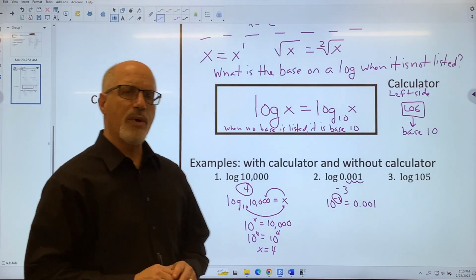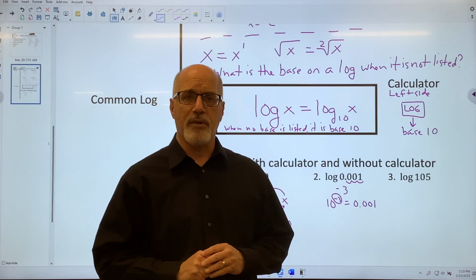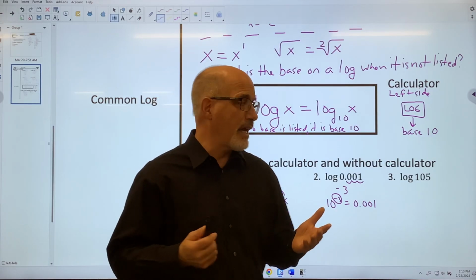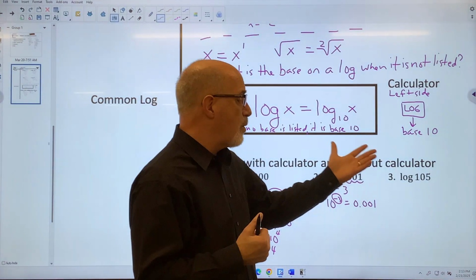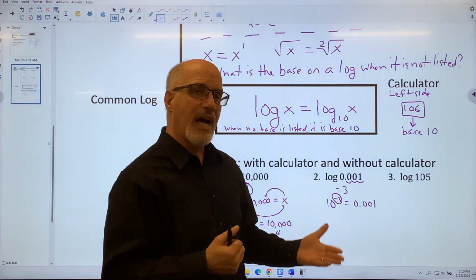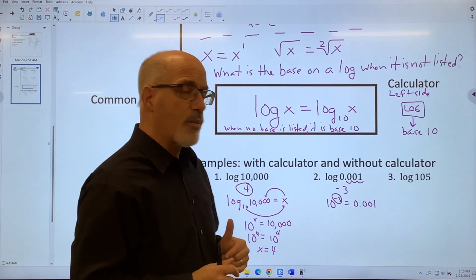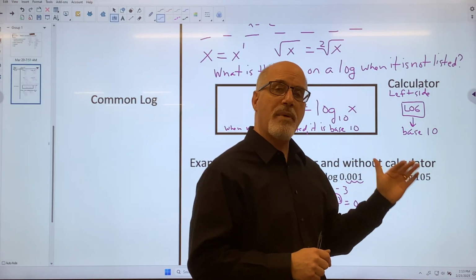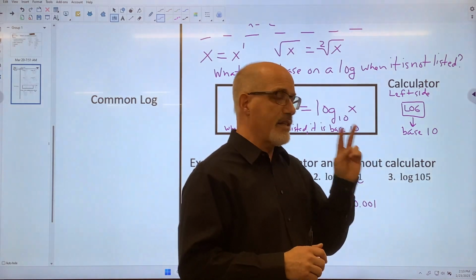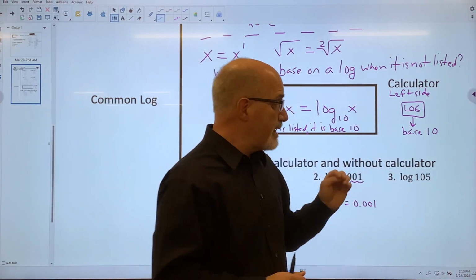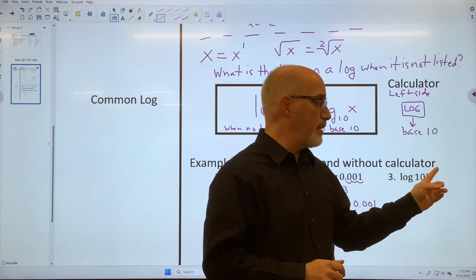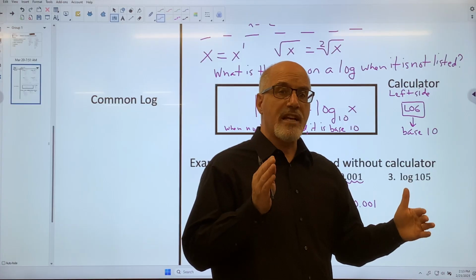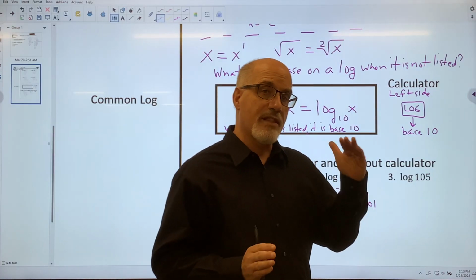And then this last one points out that there are going to be many problems that you can't do without a calculator or with a table of some type. This type of problem, if we set it up like this, we would not know what the answer is. Let's reason it out real quick. This is saying log base 10 of 105. Well, 10 to what power would be equal to 100? Well, 10 squared is equal to 100. 10 cubed is equal to 1,000. 105 is somewhere between that 100 and that 1,000, so the exponent has to be somewhere between 2 and 3.